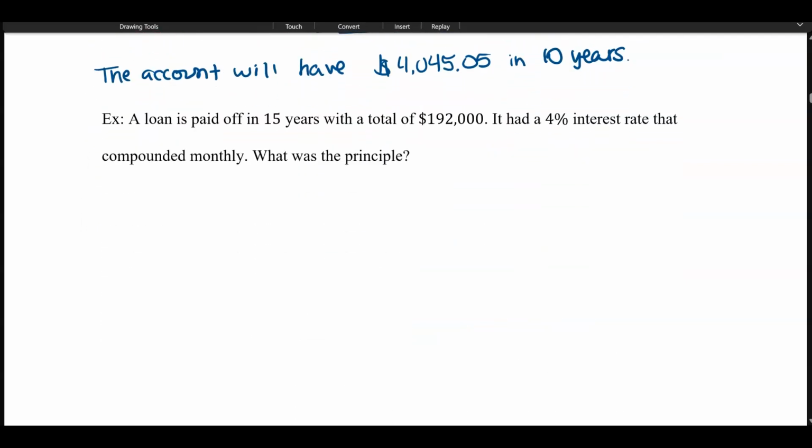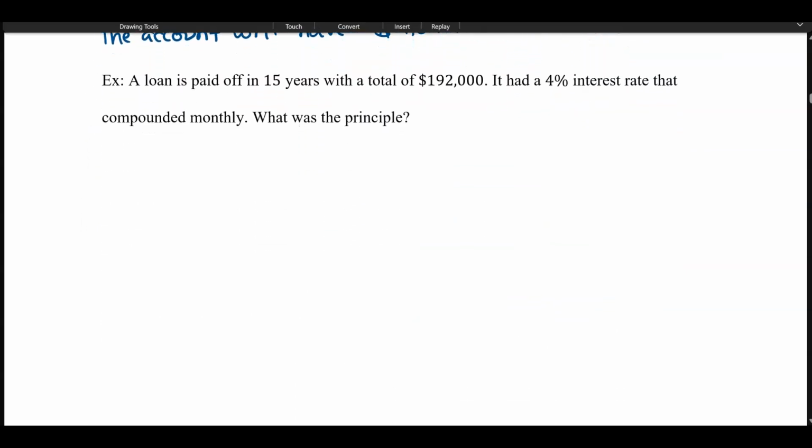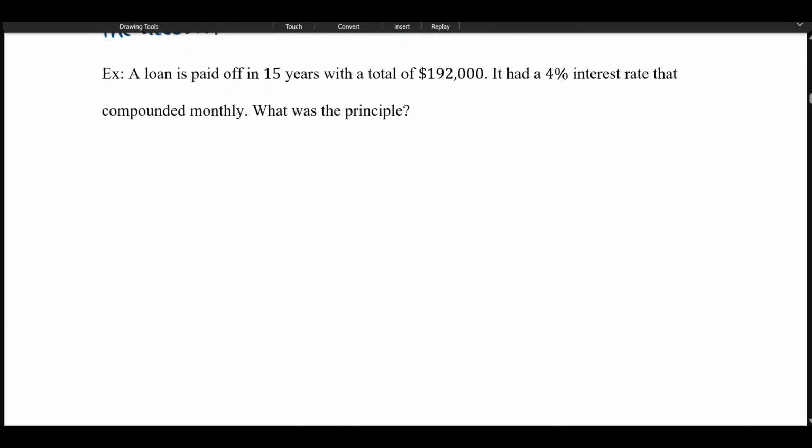All right. So in this one, we're working a little bit backwards. And I'm going to give you a second because I want you to try it out at least. See if you can figure this out. So here is the total after 15 years, 4% interest rate compounded monthly. What's the principal? Okay, so see if you can at least set up the equation. So pause this, set up the equation, and then we'll continue.